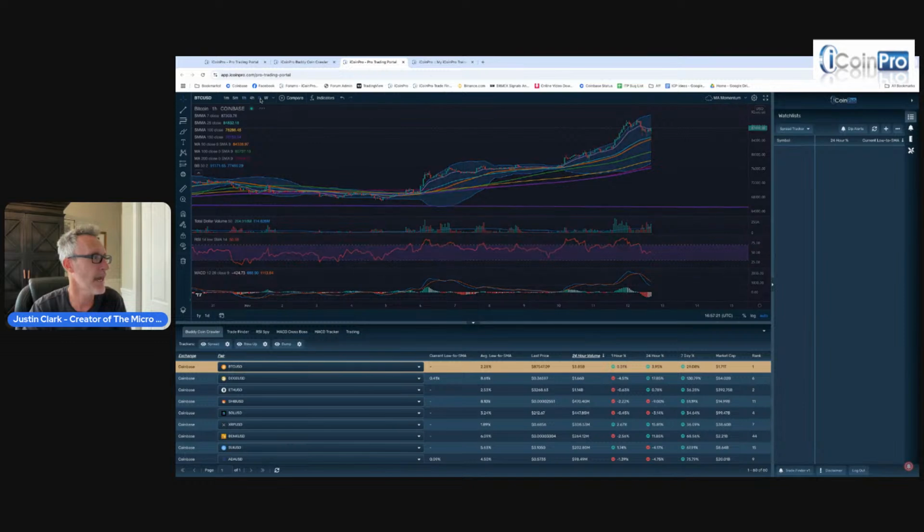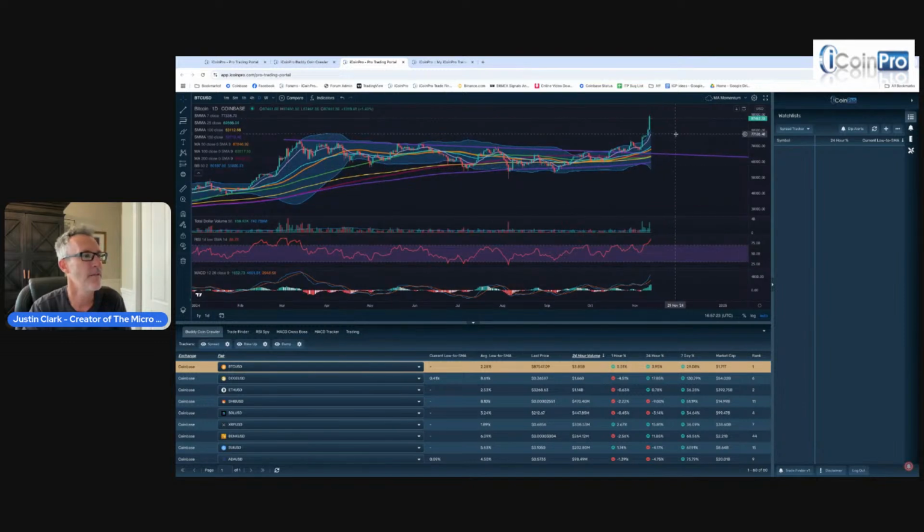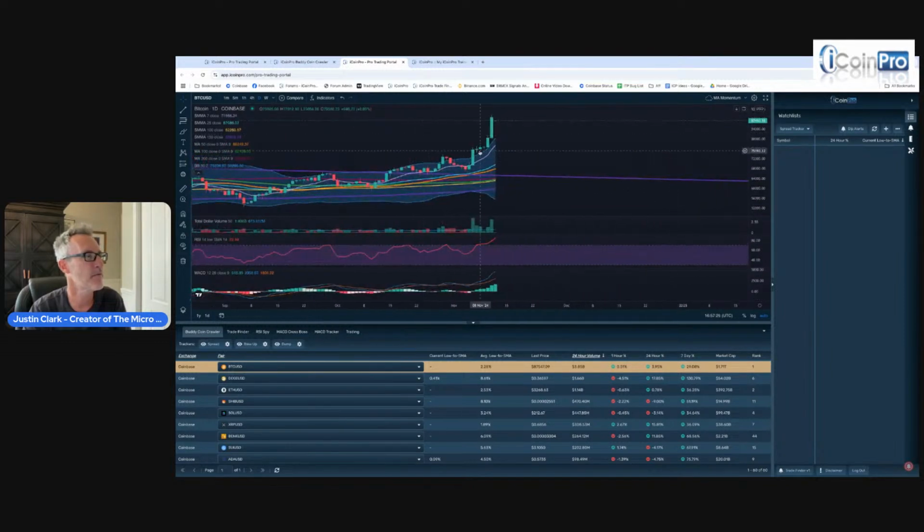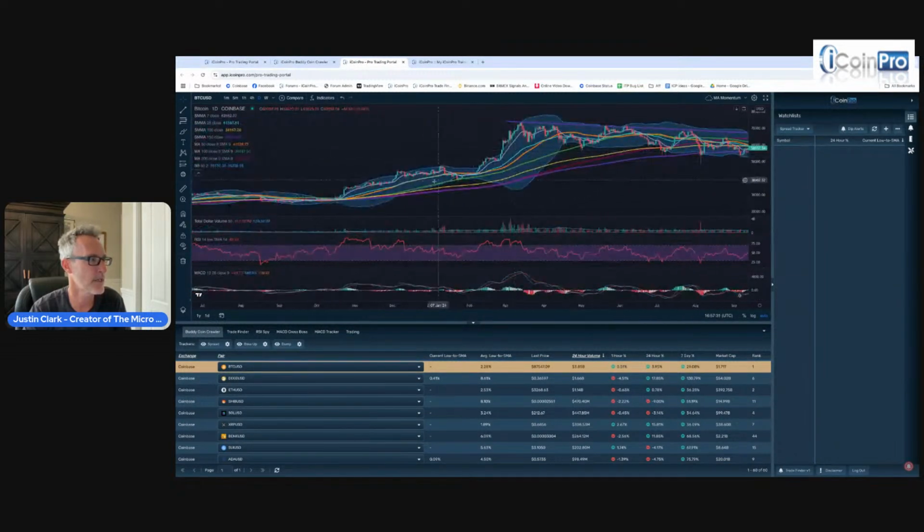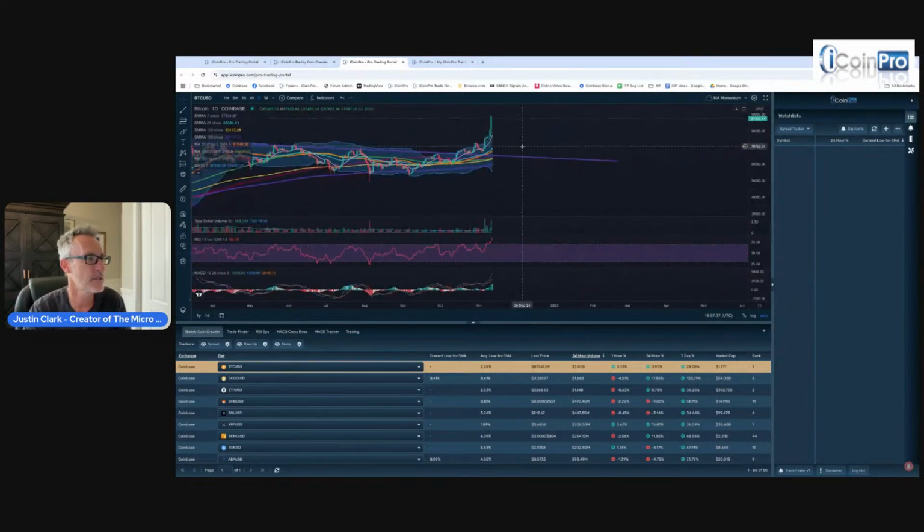Looking at our moving averages, this is the key one to stay above right now, this light purple one. We need to stay above that to keep the bullish momentum going. That's what the market likes to do. Trade above that light purple one when it gets really bullish. So as long as we keep trading above that, we could see a trend continuation. If we do lose that, then you come back to about 70,000.